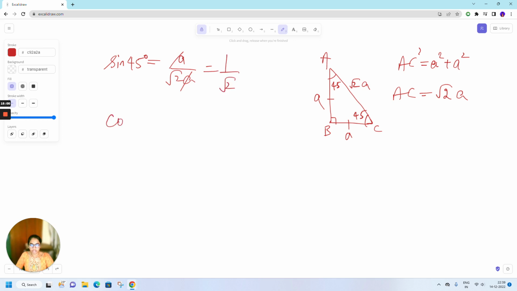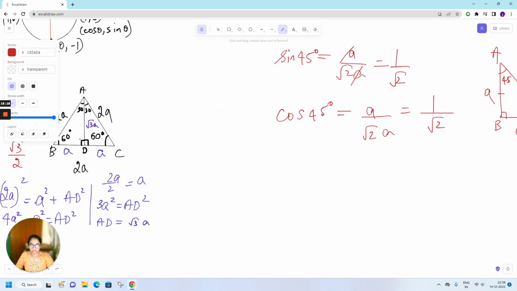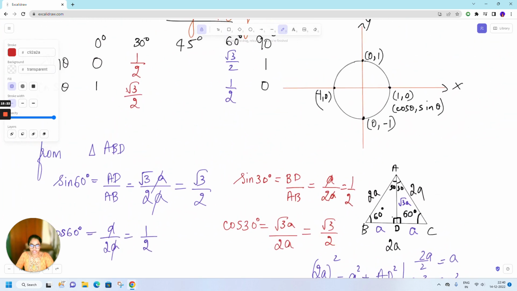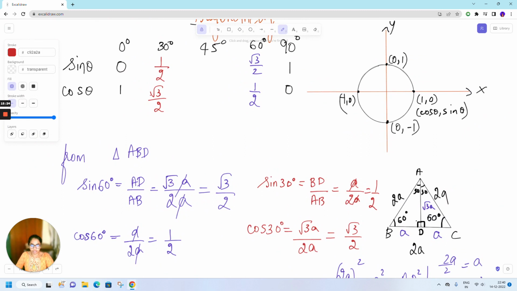Now what is cos 45 degree here? Take the same angle 45. The adjacent is A divided by the hypotenuse, that is root 2 into A. So I would get 1 divided by root 2. Now let me write that down. Sine 45 is how much? Sine 45 is 1 divided by root 2 and even cos 45 is 1 divided by root 2.